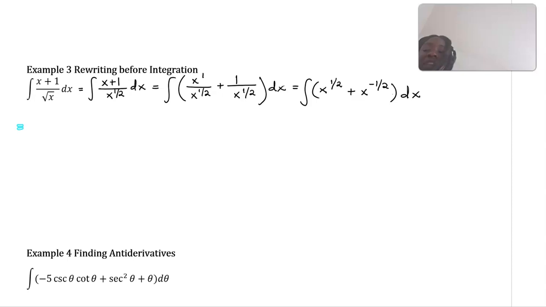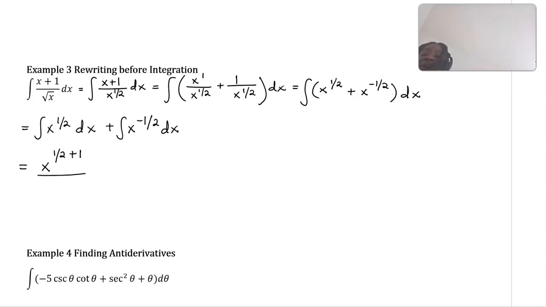So this is the same thing as the integral of x to the 1/2 dx. Every time you write an integral symbol, you need to put a dx or whatever your variable of integration is, plus the integral of x to the -1/2 dx. So now let's actually start applying the rule. The rule says that we take the current exponent of x, we add 1, and we divide by our new exponent, and that we need to add c.